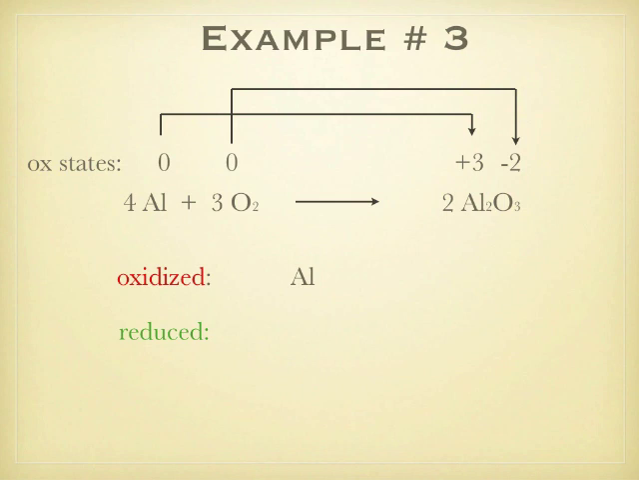And reduced was the oxygen. It went from 0 to -2, and the oxygen gained electrons, GER: gain of electrons, reduction. So the aluminum is our reducing agent, and the oxygen is the oxidizing agent.